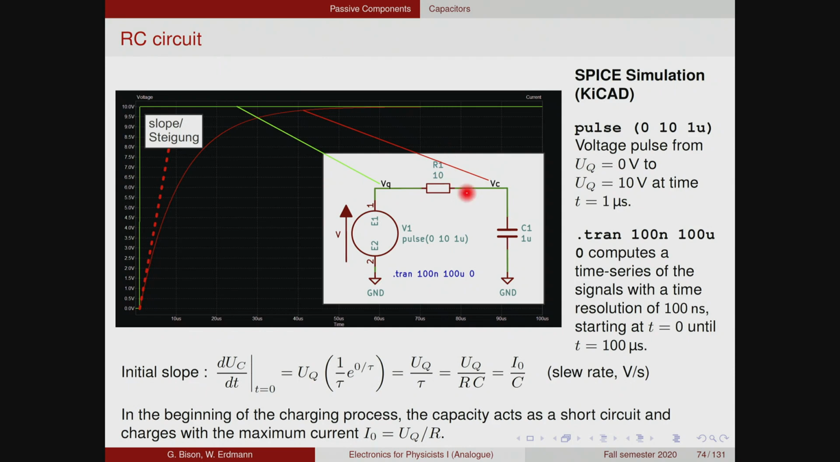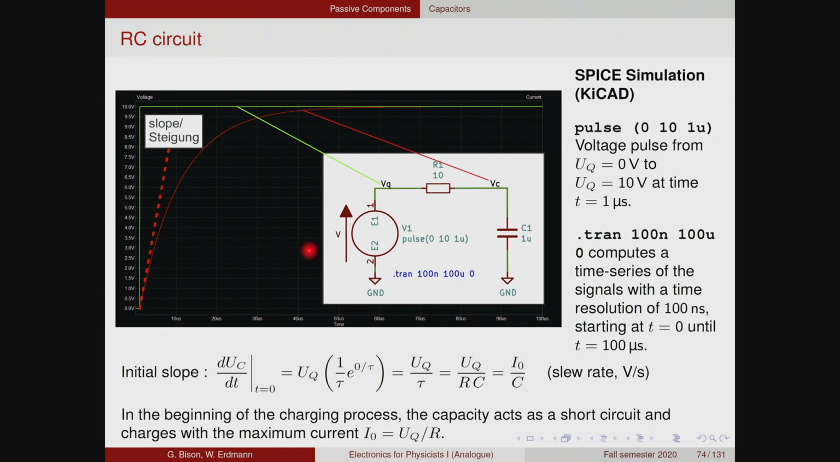I've chosen some values: 10 ohms for the resistor, a microfarad for the capacitor, and then you see the voltage across the capacitor, well, I hope you see, is this red curve here. And you see it approaches this value of 10 volts in this typical exponential manner.